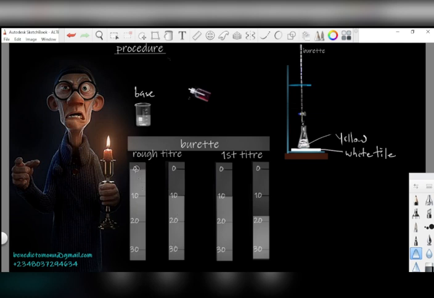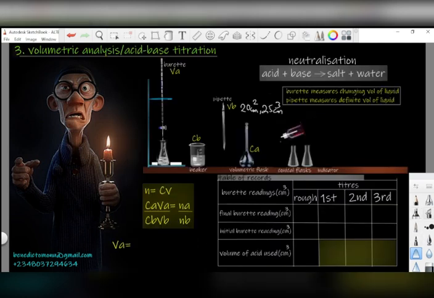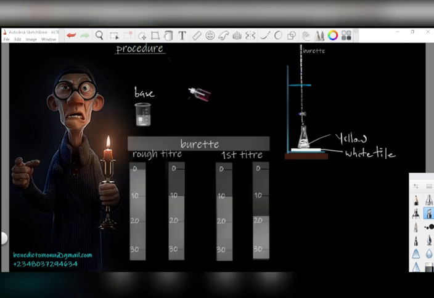Initial volume of acid was 0. Final volume of acid is 10. So I'm going to come here and write 0.00 initial, 10.00 final. I move on. I take out this container.